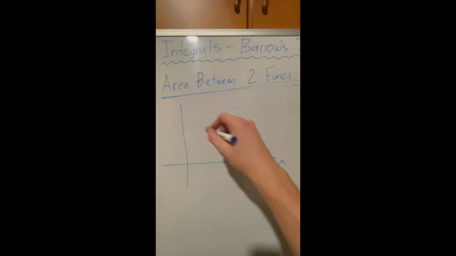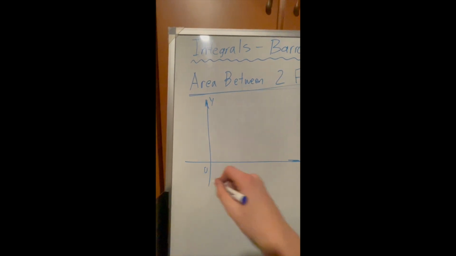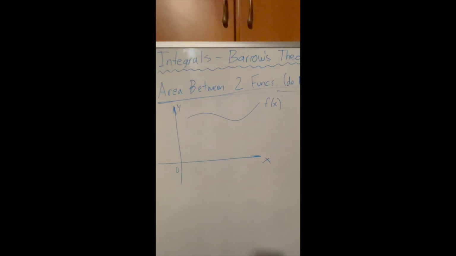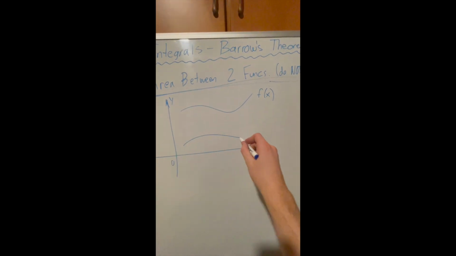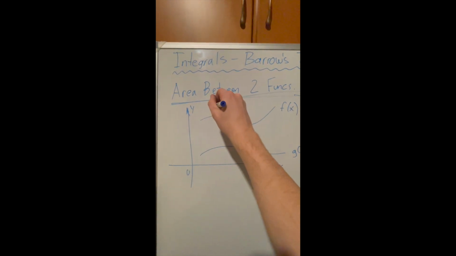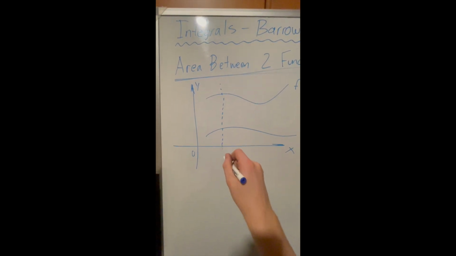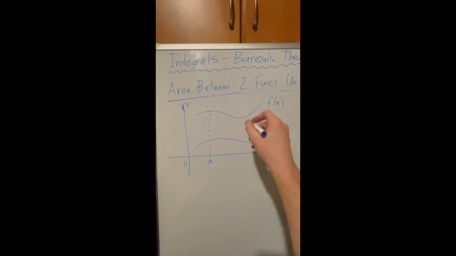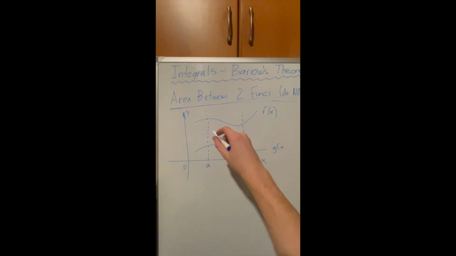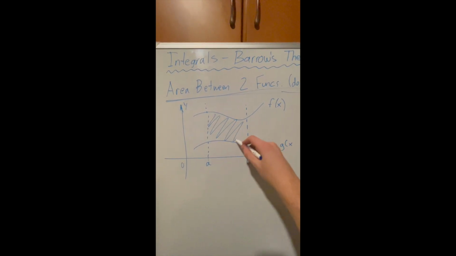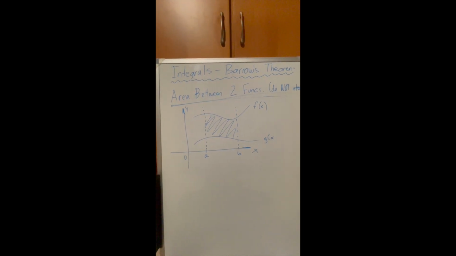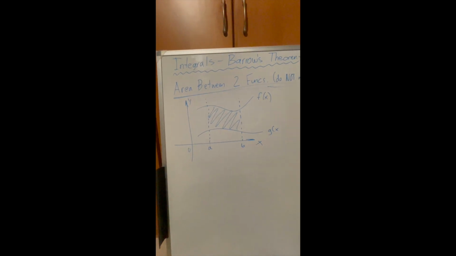Here we have our x-axis and here we have our y-axis, our point 0. We have one function, let's call it f of x, and we have another function. Let's call it g of x. And we want to find the area between this point, point A, and this point, point B. So we want to find this area. To do this, we apply Barrow's theorem, and we do it following the following formula.